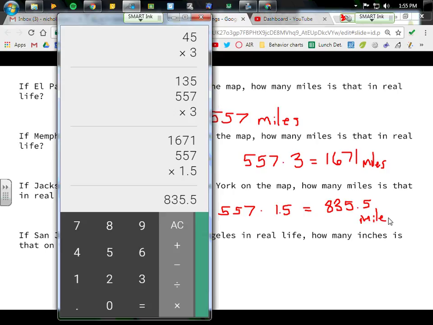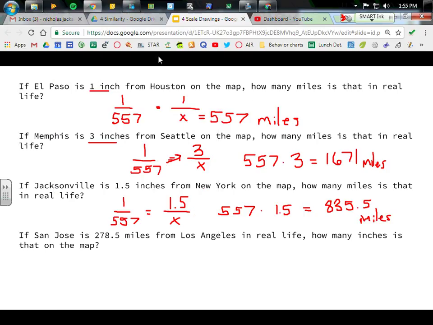All right, last problem we're going to do together. If San Jose is 278.5 miles from Los Angeles in real life, how many inches is that on the map? All right, this one's a little bit different. They're giving us the real life miles, and we want to find out how many inches it'll be on the map. So let's set up our scale.